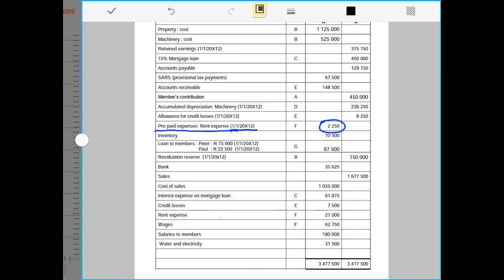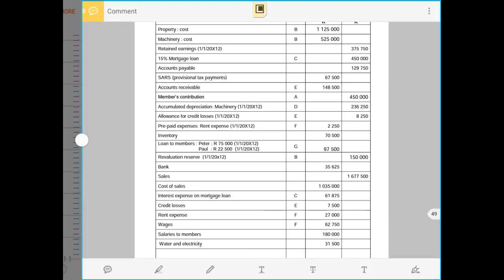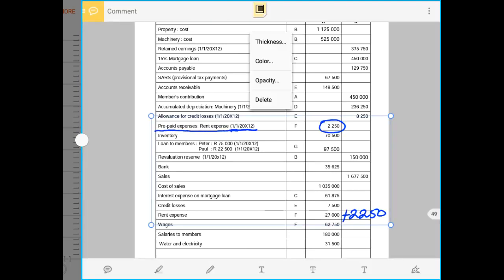That means our rent expense that we see here as 27,000, we have to say plus 2,250 because it was prepaid last year but paid for the current year. Therefore, we must account for that expense, or add that expense, in the expenses of the current year.